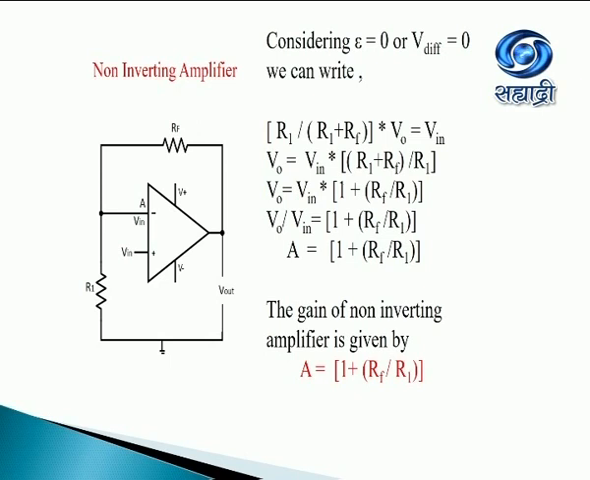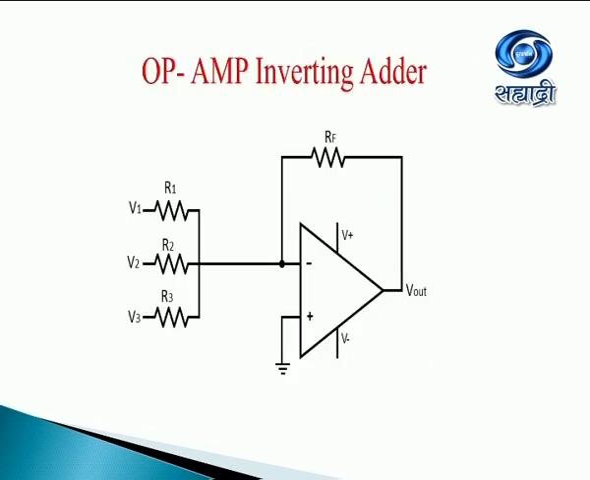Vo upon Vin is equal to 1 plus Rf upon R1. Vo upon Vin is the gain of an amplifier. So, gain A is equal to 1 plus Rf upon R1. The gain of the non-inverting amplifier is given by A is equal to 1 plus Rf upon R1.